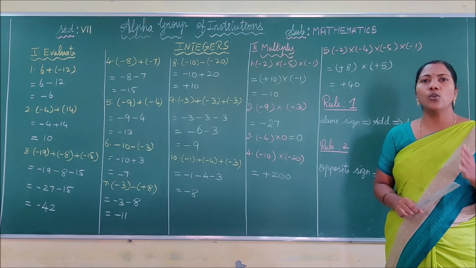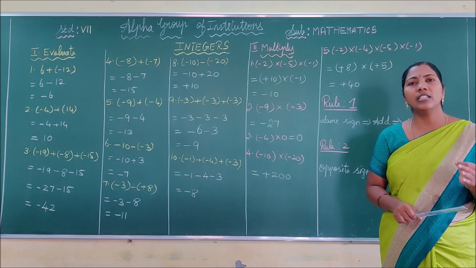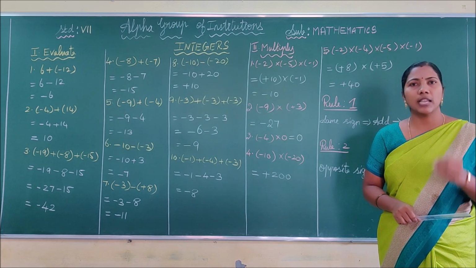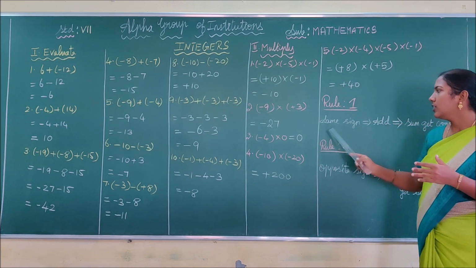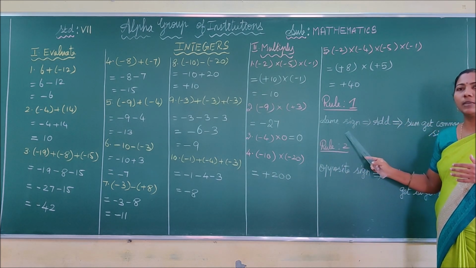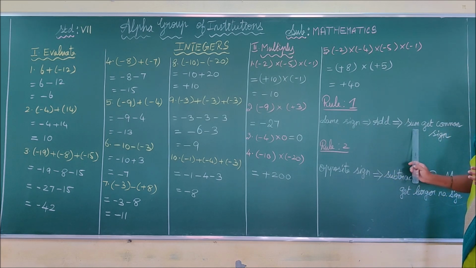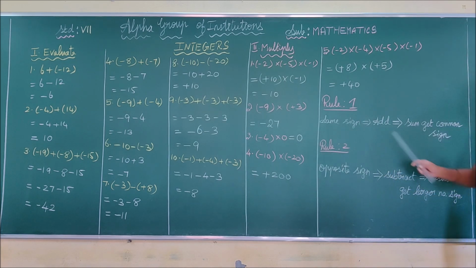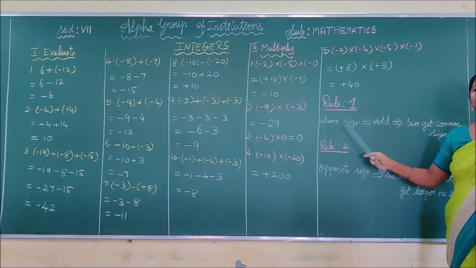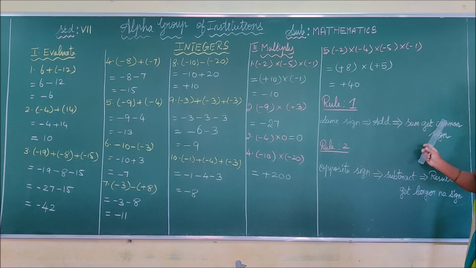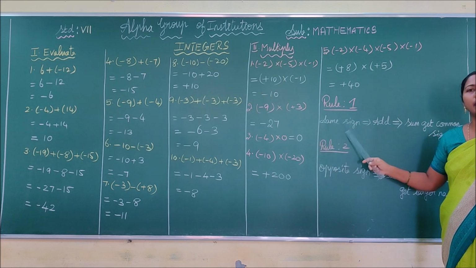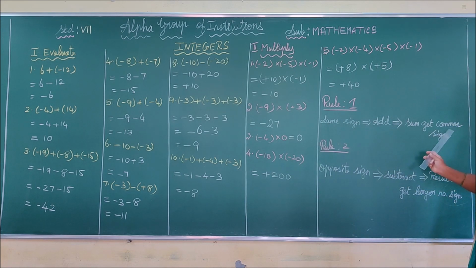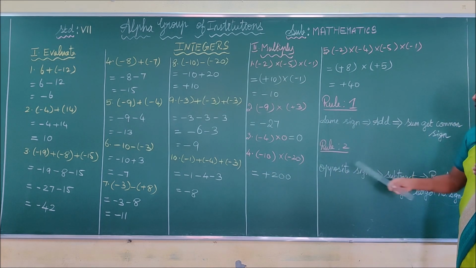Okay. Rule 1 is: if the given integers are of the same sign, you have to add the integers. In short, I am writing here: same sign means add. And the sum takes the common sign. Suppose the given integers have the plus sign, then the sum takes the plus sign. Suppose the given integers have the minus sign, then the sum takes the minus sign. Is it clear, children? What is rule 2?